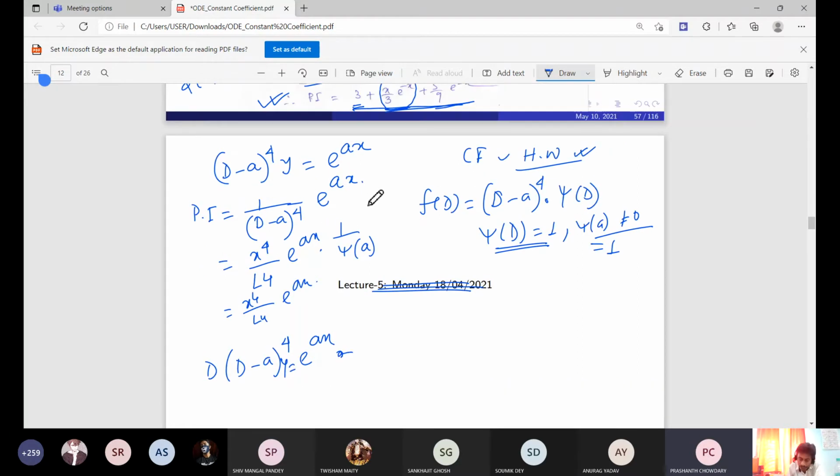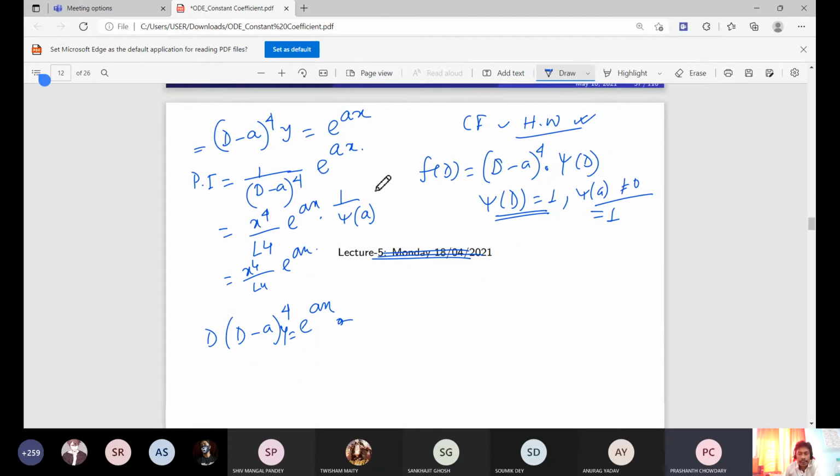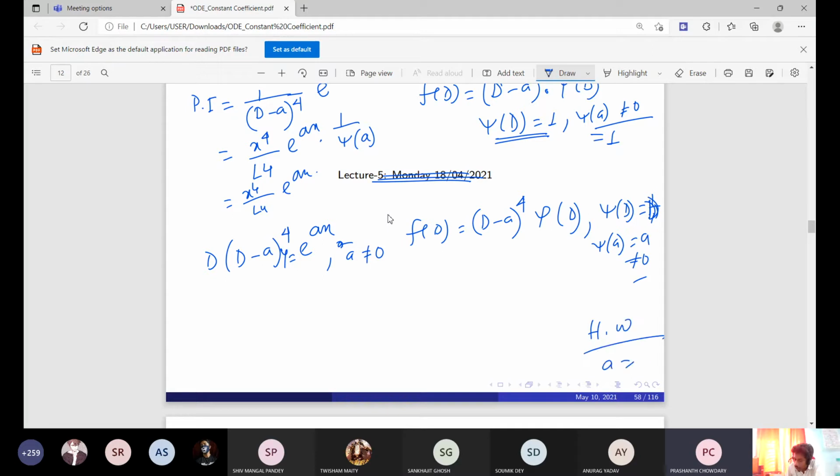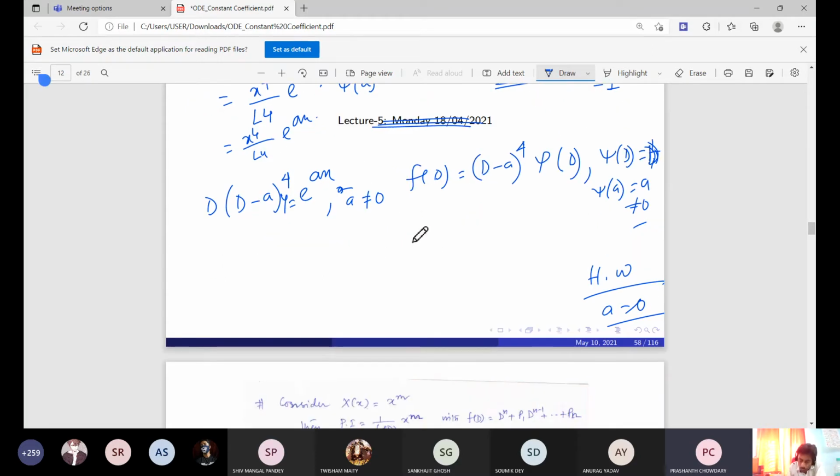Same problem, but I have considered another factor here, that is d. So see here, you have fd equal to d minus a to the power 4 into psi d, where psi d is d actually. So psi of a is a, that is non-zero, let's say. Let's say we are considering a non-zero. I will give you the homework for a equal to 0. Accordingly, you solve it when a is 0.